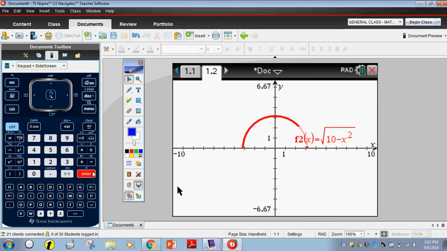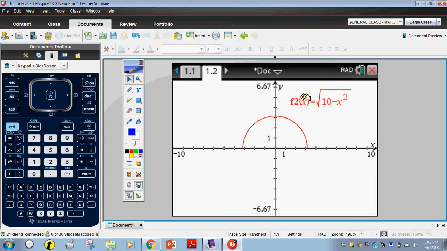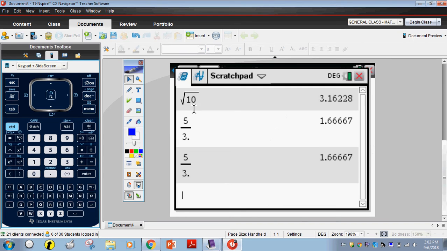Yeah, I'm suffocating. Okay? So just by looking at the graph, can you approximate what the square root of 10 should be? 3 something, right? Because if I look at my x-intercepts, they are just a little bit past 3, correct? So if I wanted to check what the square root of 10 was, I would go to my little baby calc, and you see how I put it in there? So the square root of 10 is approximately 3.16.